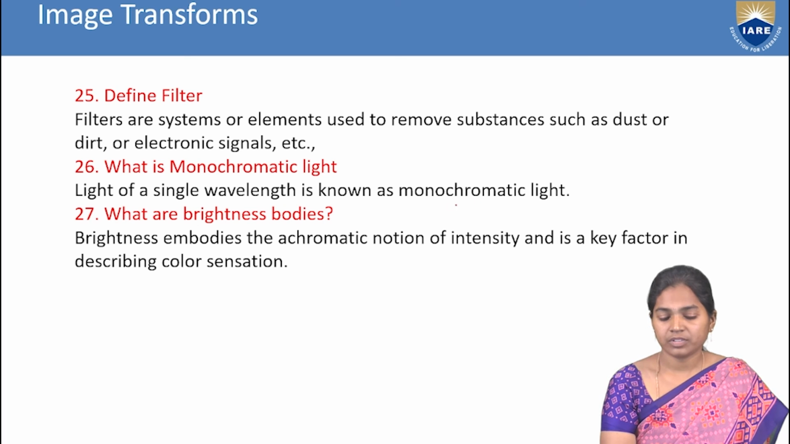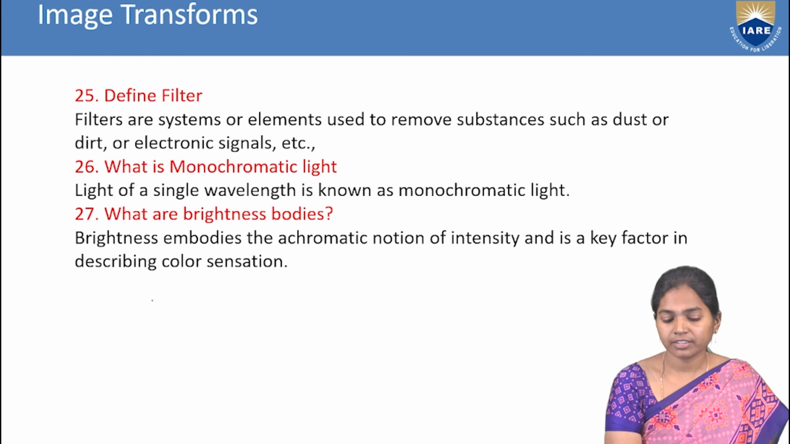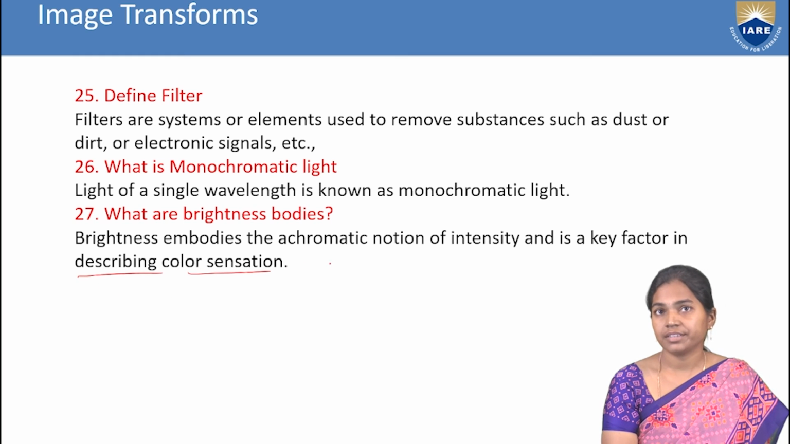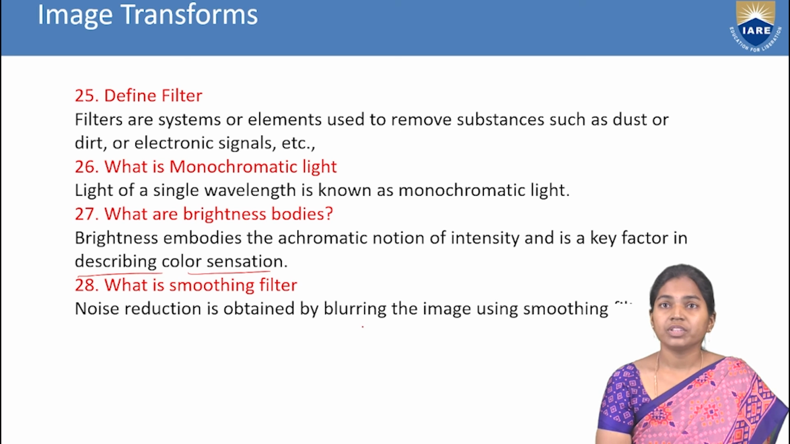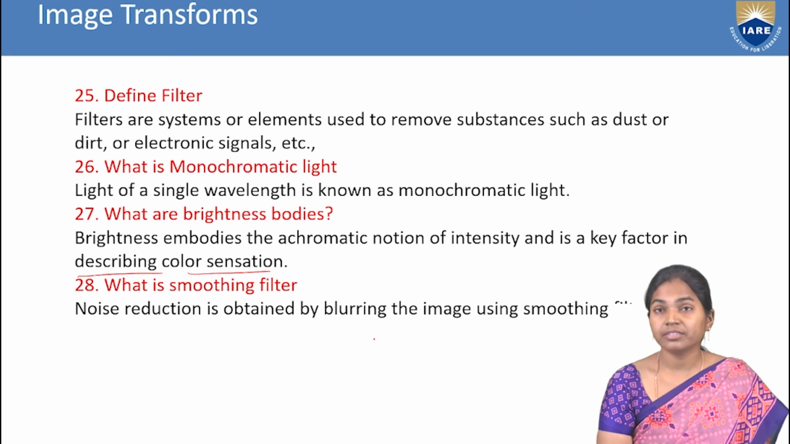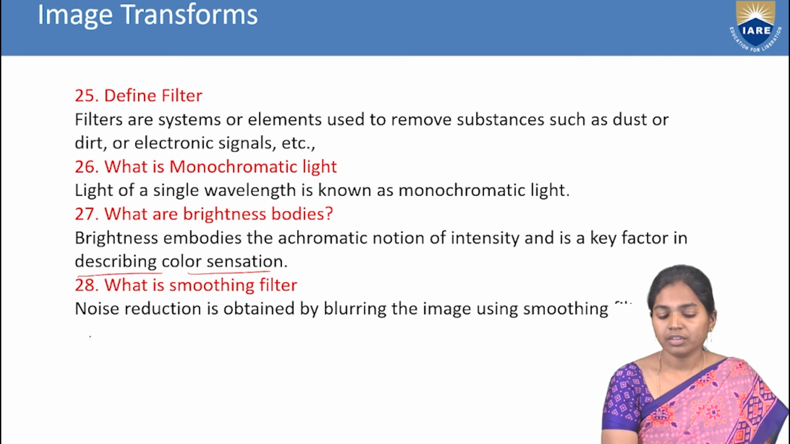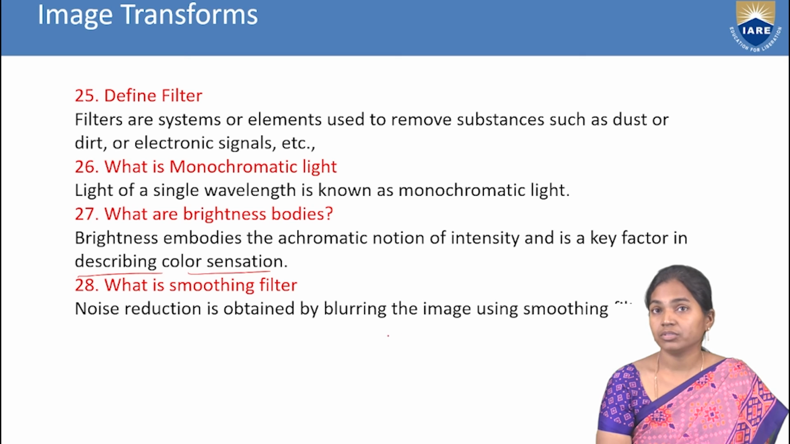What is brightness embodies? Here, brightness embodies the chromatic notion of intensity and is a key factor describing color sensation. What is a smoothing filter? With a smoothing filter we use a low pass filter. The low pass filter gives smoothing of an image, and noise reduction is obtained by blurring the image. When we apply the low pass filter, the output image is smooth, but the image gets blurred.